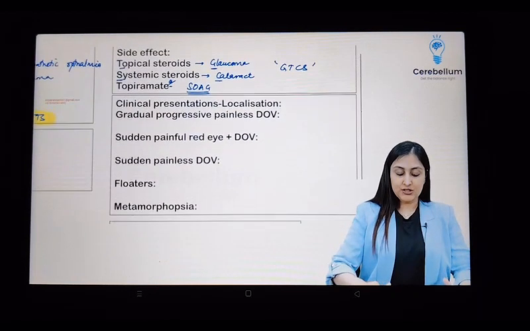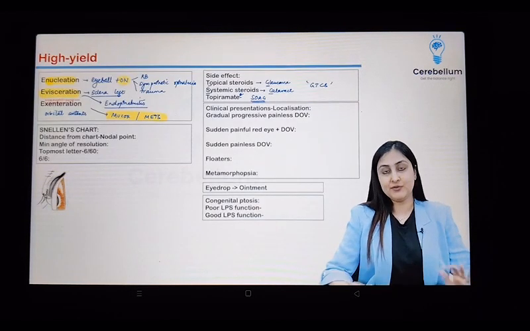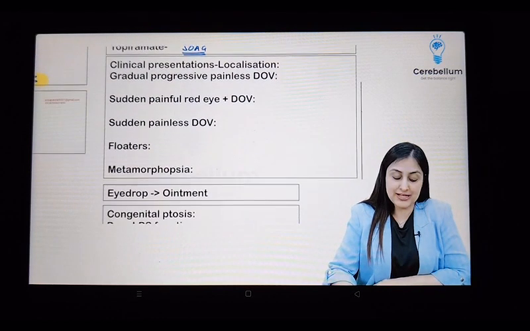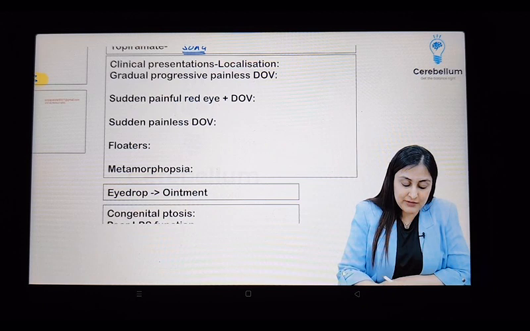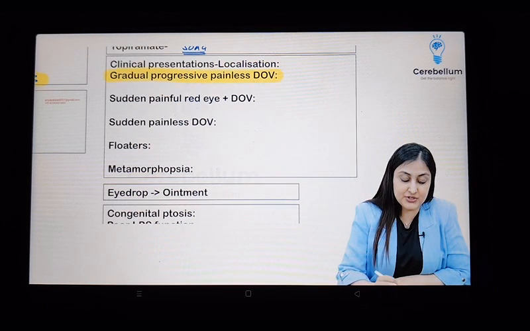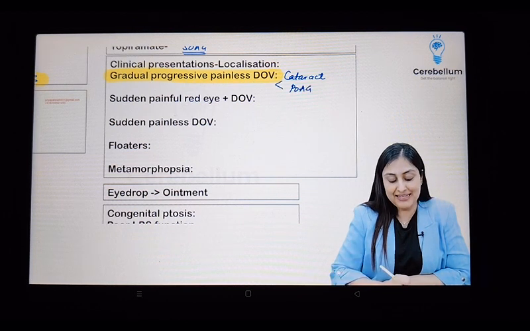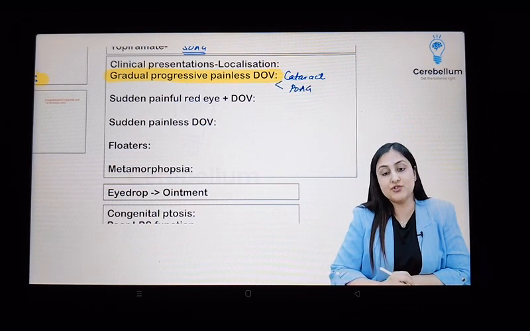Then, how do you localize to different compartments? So far I've taught you all of the images, but if the clinical scenario is given, that's also going to help you localize to the compartment. So anytime you have gradual, progressive, painless diminution of vision, always consider cataract, and something I already told you, primary open angle glaucoma. So this is going to be painless, gradually progressive diminution of vision.